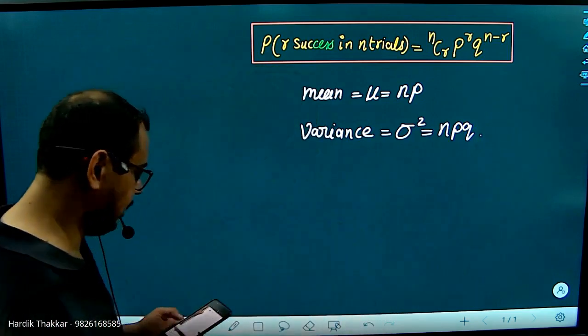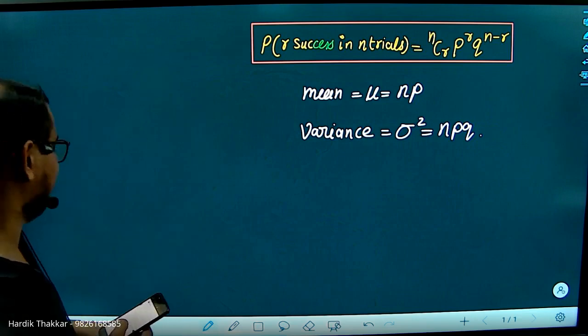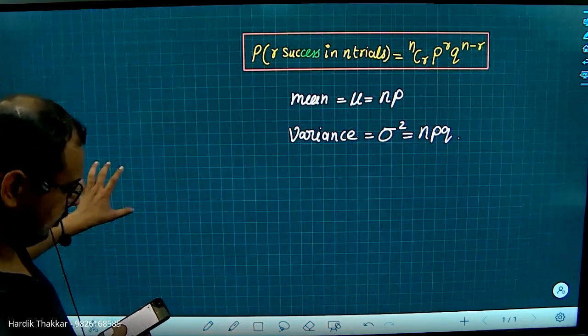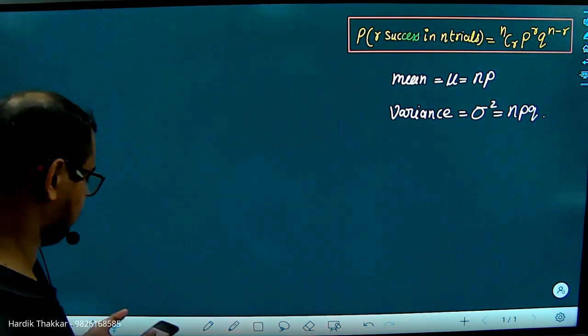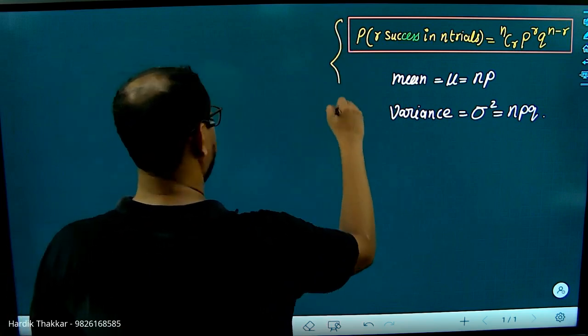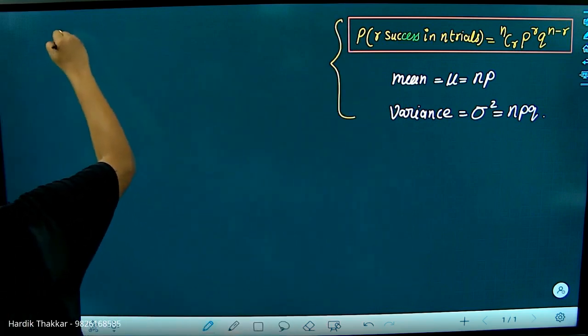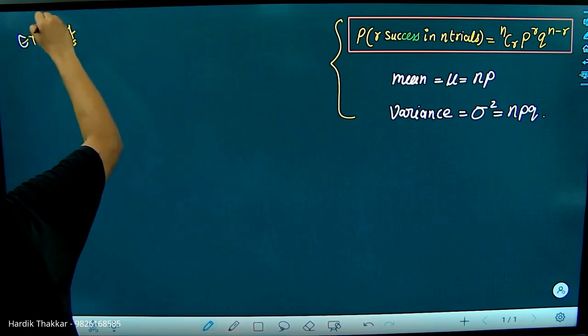Okay. Now let's discuss the questions. I think question number 7 we can take. 5 and 6, I think both are similar. So let's take question number 7 from exercise 9.4.